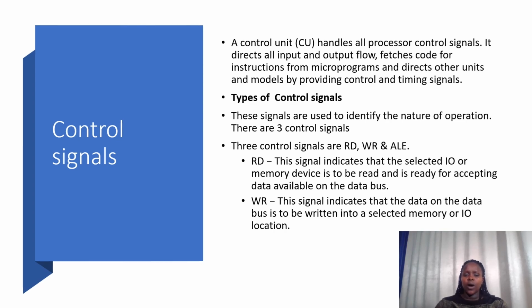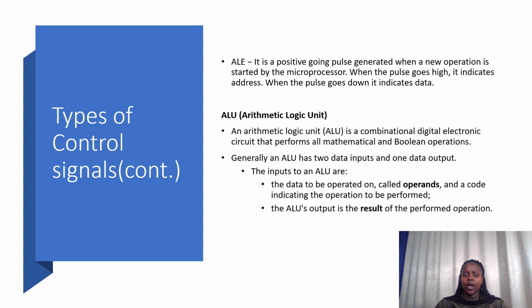The last one is ALE. This is a positive going pulse generated when a new operation is started. If there is a new operation, for example addition, subtraction, or moving, this is the operation to be done. If a new operation is started by the microprocessor, this ALE should be enabled.